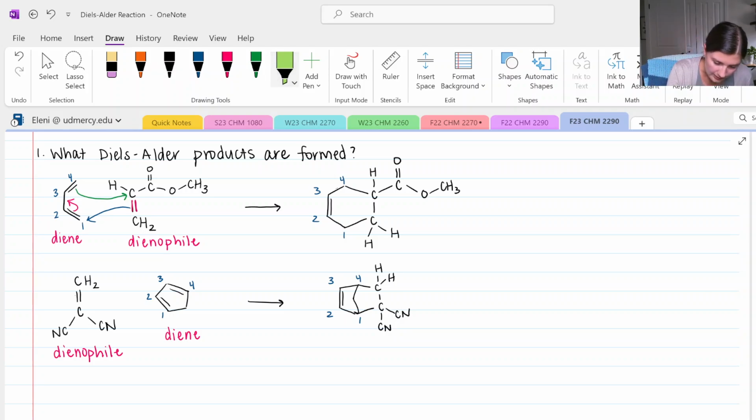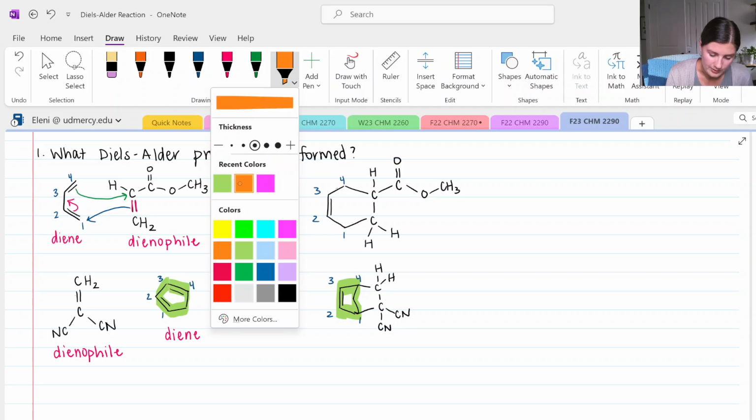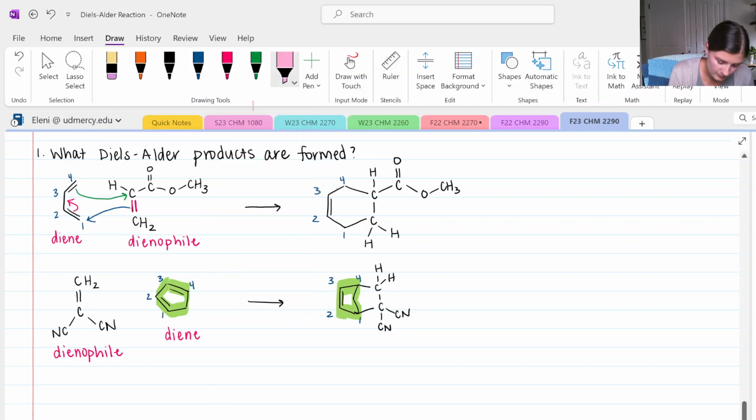So here, let's highlight the carbons in the diene. Here are the 5 carbons in the diene that are now in the product. And then if we do the same thing with the dienophile, those atoms are over here. And so we have what I mentioned as a bicyclic compound where we have two rings present in this molecule now.